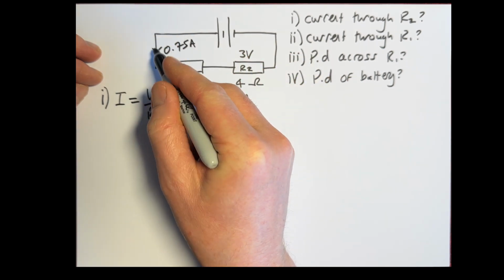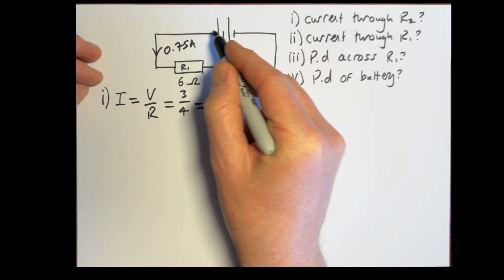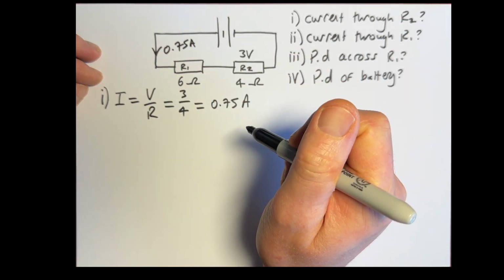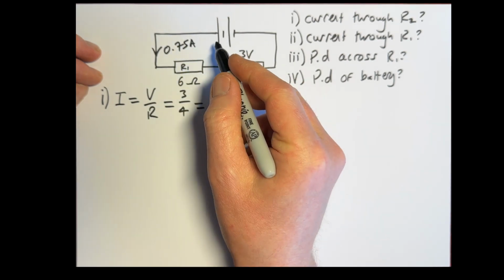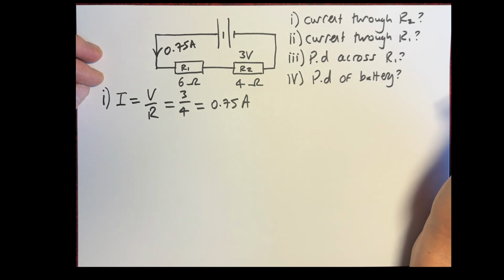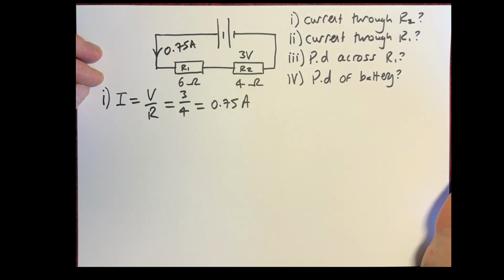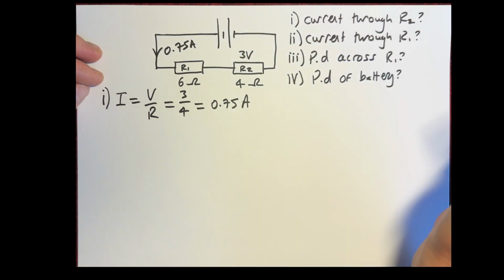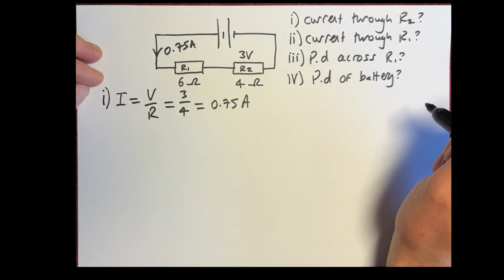So as the current flows around the circuit, it's a flow of electrons, it's a flow of electric charge, and we know that as it flows around the circuit, there is only one route for it to go along. Electric charge doesn't get used up, the electrons do not get used up in the circuit, so they continue to flow around the circuit and you get the same current everywhere.